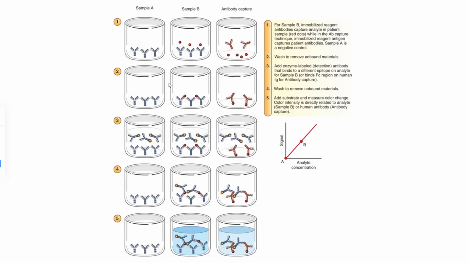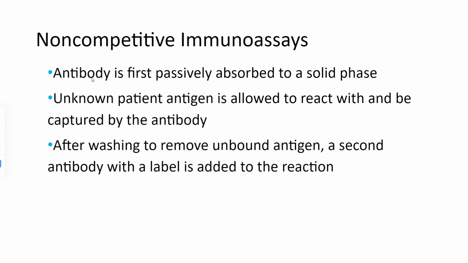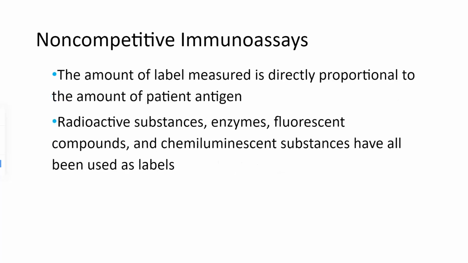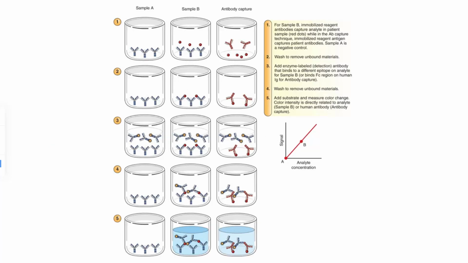So here we have sample A. Sample A doesn't have the antigen. We have bound antibody on the bottom of the well. When it says the antibody is first passively absorbed to a solid phase, usually that solid phase is the bottom of a plastic well. We can see these well plates of, like, 96 wells. There are smaller ones too, but we would bind or absorb these antibodies to a solid phase. And the antibodies are going to be specific, so we know what they're going to be able to stick to.